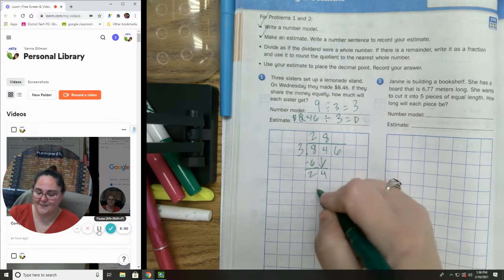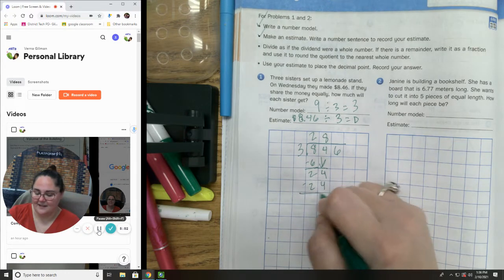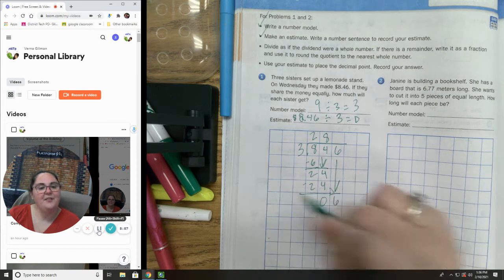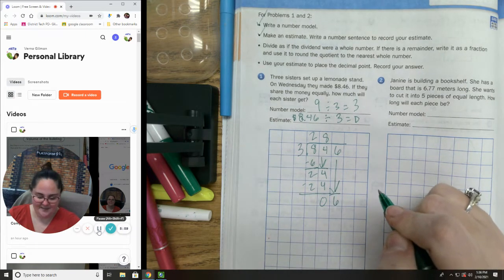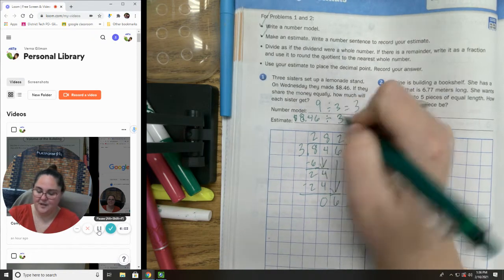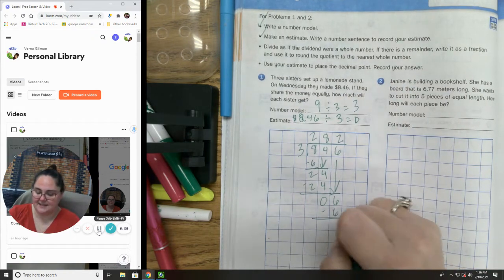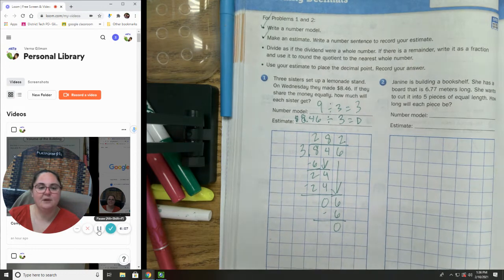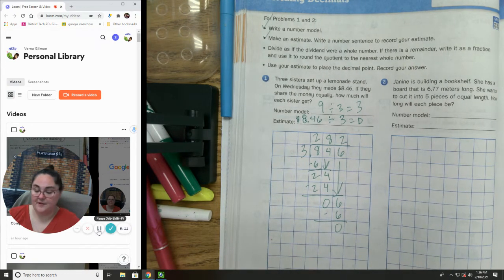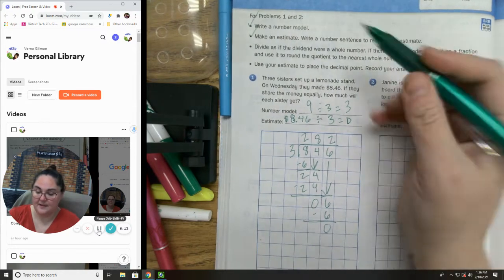8 times 3 is 24. 0. Bring down my 6. 3 goes into 6. How many times? 2. 2 times 3 is 6. My remainder is 0. So my answer does not have a remainder, so we don't have to worry about that.